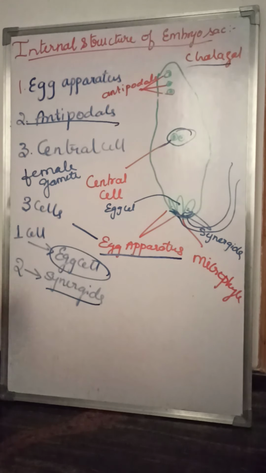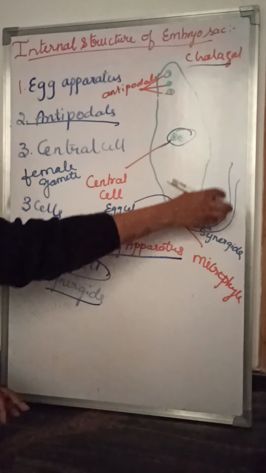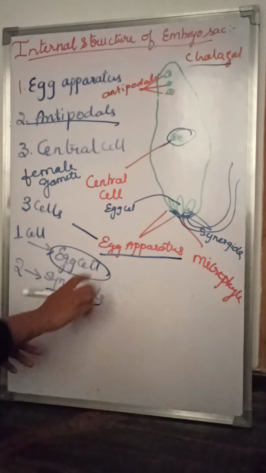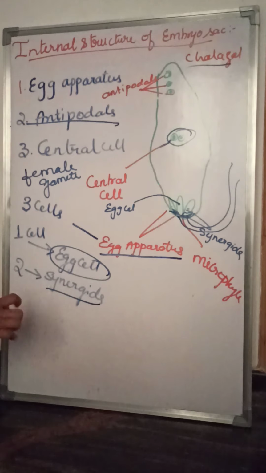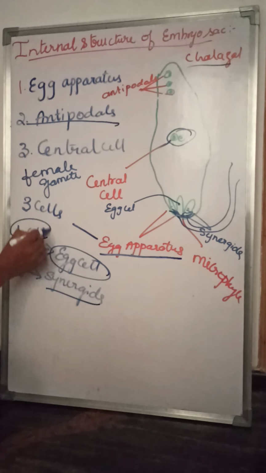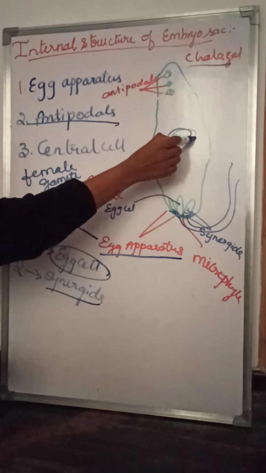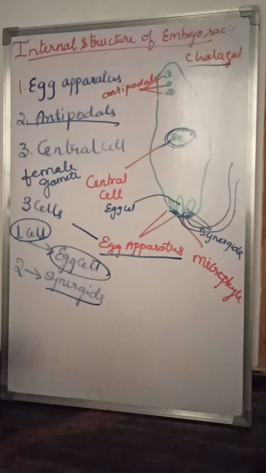So when the fusion takes place, there will be 2 male gametes coming in through the pollen tube. They will enter through the thickening of the synergids. One male gamete will fuse with the egg cell, right? And the other male gamete will fuse with the 2 polar nuclei.